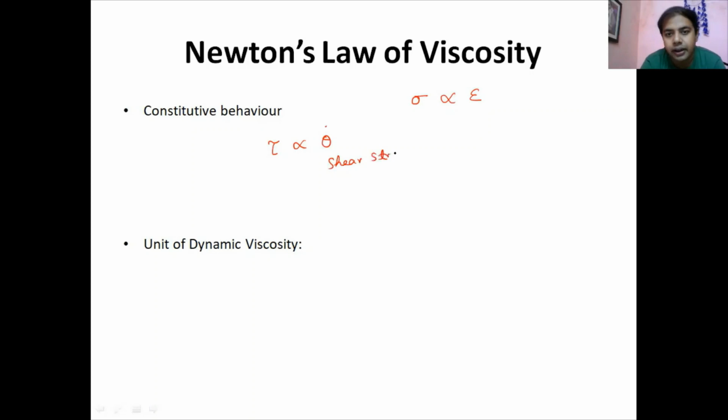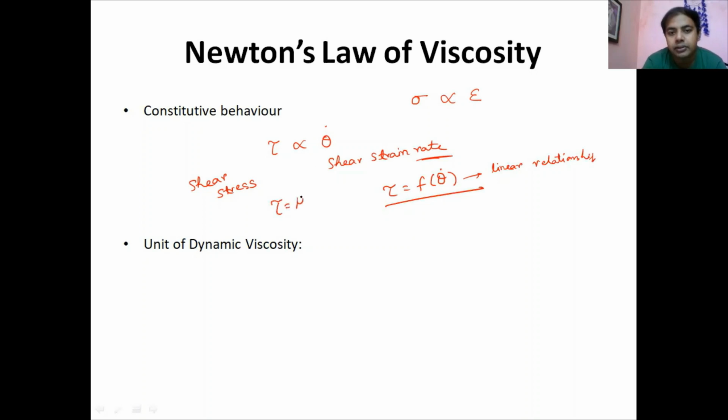Shear strain rate. Rate is concerned here because a fluid undergoes continuous deformation, from the definition we have already seen, and shear stress. And it is a linear relationship. So stress is a function of strain rate, and it's a linear relationship. From the material property it is coming. If you want equality, you have to put some proportionality constant into this. This constant is coming from the material behavior. And this mu is known as the dynamic viscosity.